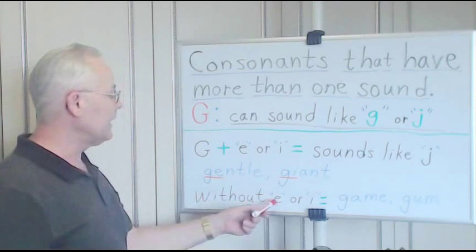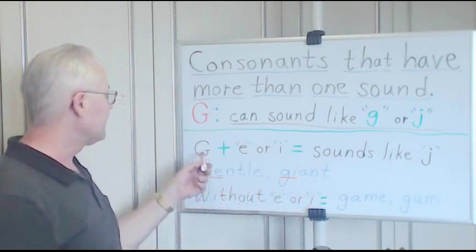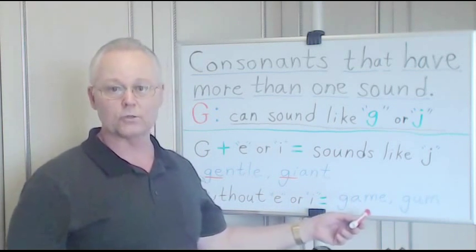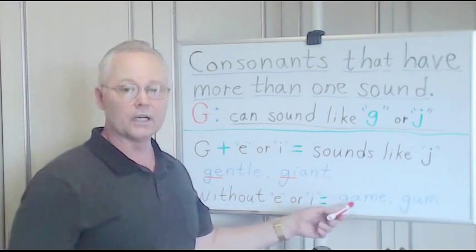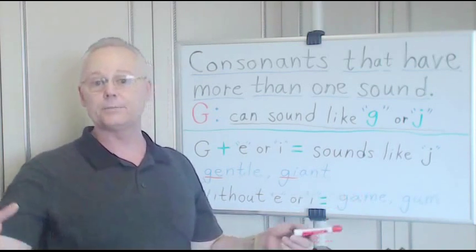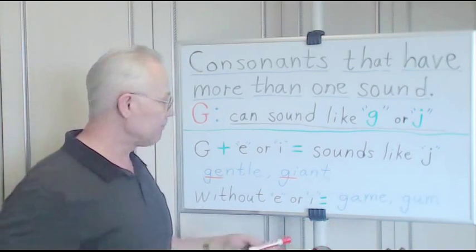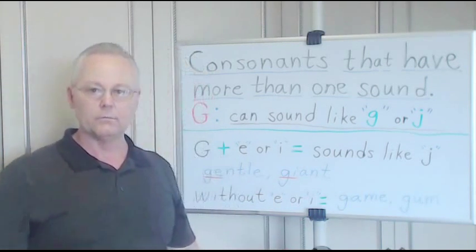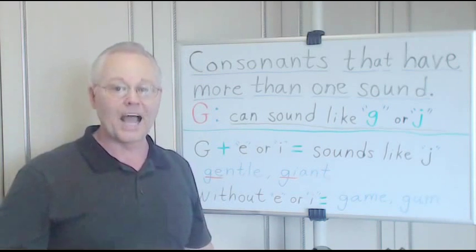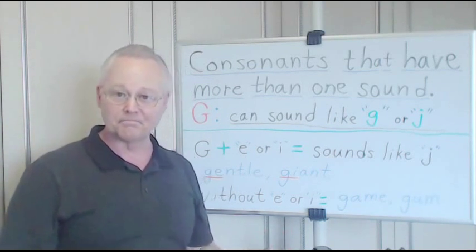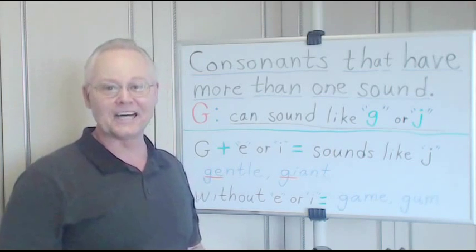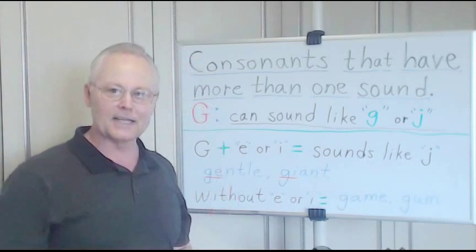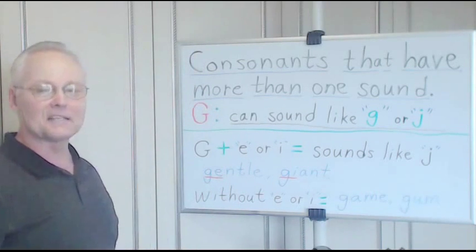Now, without E or I after G, we have the way we would expect G to sound in most words, like game. You play a game, a baseball game, a card game, right? Gum, G-U-M. Now, maybe you like to chew gum, chewing gum. Okay, that's the letter G. Now, let's move on to the next letter.